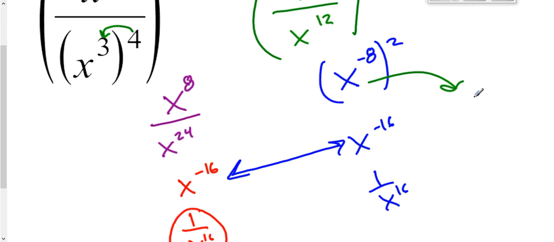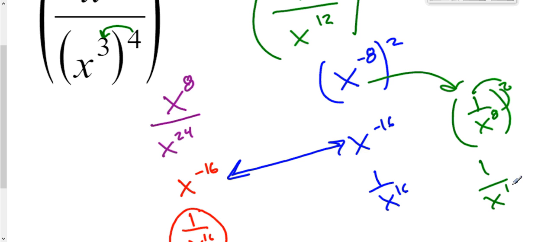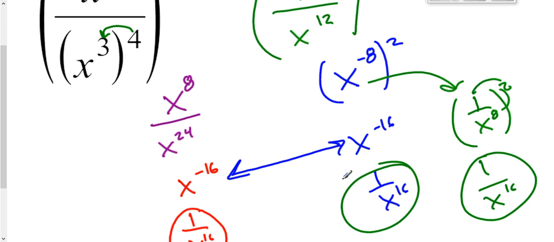Similarly, we could have also got this to be 1 over x to the 8th, make it positive. The 2 applies to both. 1 squared is still 1, x to the 16th. Regardless of how you approach this problem, you get the same answer every single time.